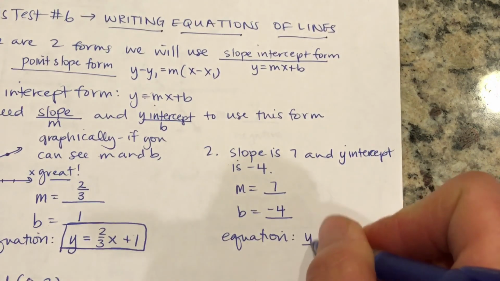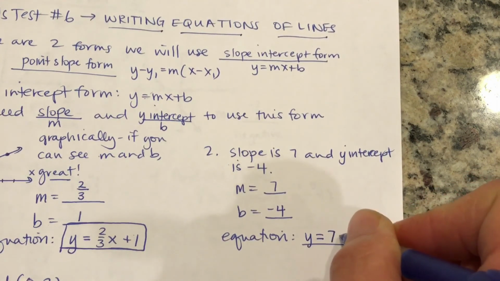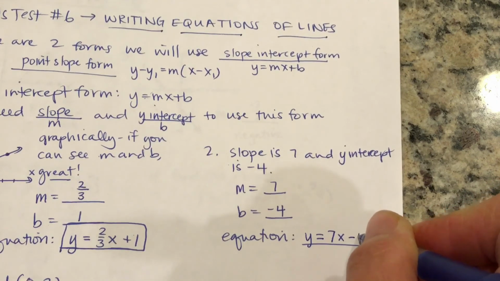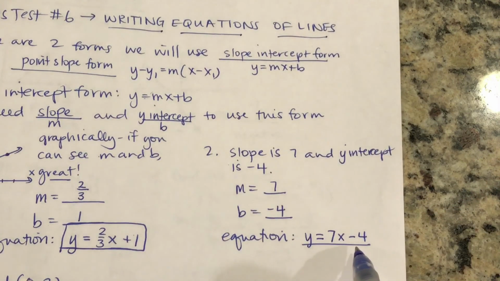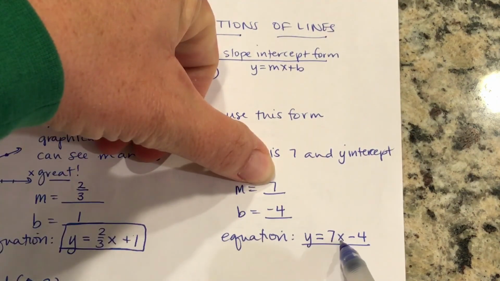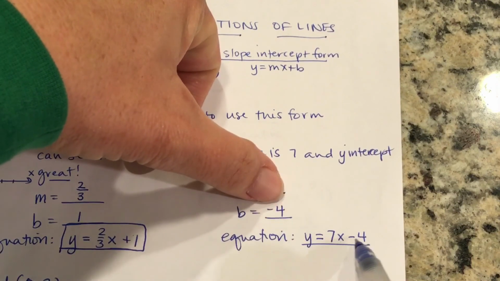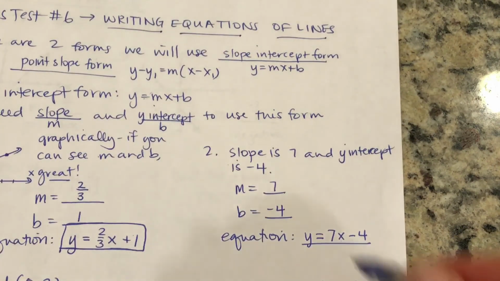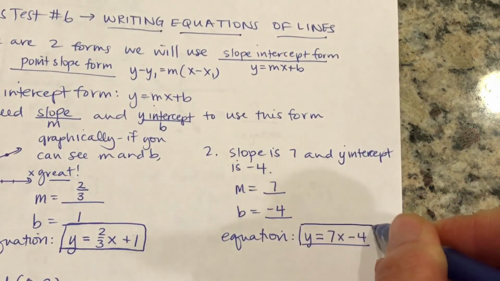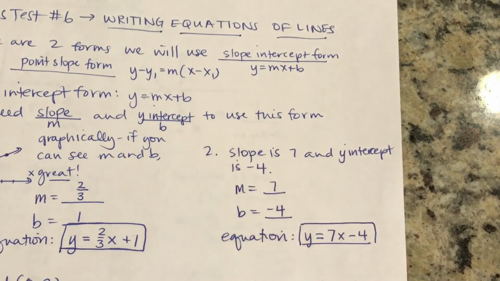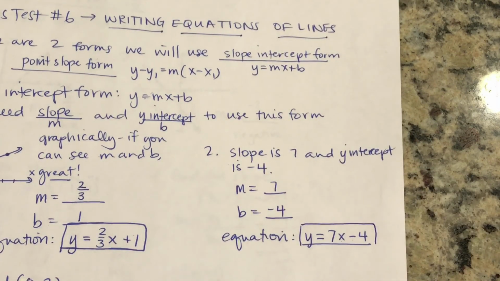You use y equals mx plus b. Now look, I said something and then I wrote something else. I said y equals mx plus b. b is -4, so I just write -4. So right here is the equation of the line given my information, written in that form.